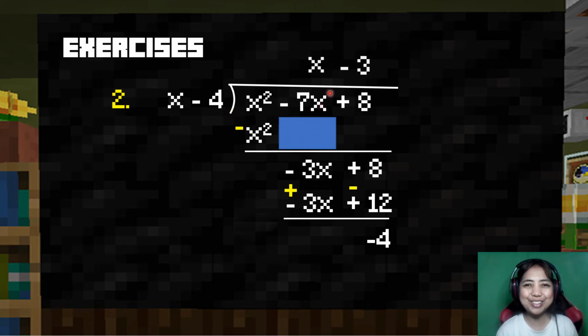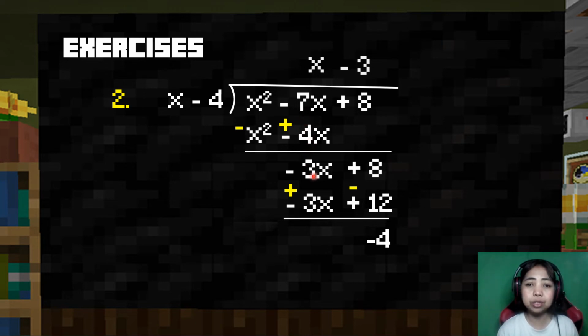Ano kaya yung sagot nyo doon? That's right, it's negative 4x. After multiplying, we proceed with subtracting this one in here. But syempre, wag kakalimutan mag-change ng sign at i-bring down yung mga remaining terms. So, positive x squared will become negative. And negative 4x will become positive. X squared minus x squared, cancel na, 0 na yon. But in here, negative 7x and positive 4x, magkaiba siya ng sign, so subtract.